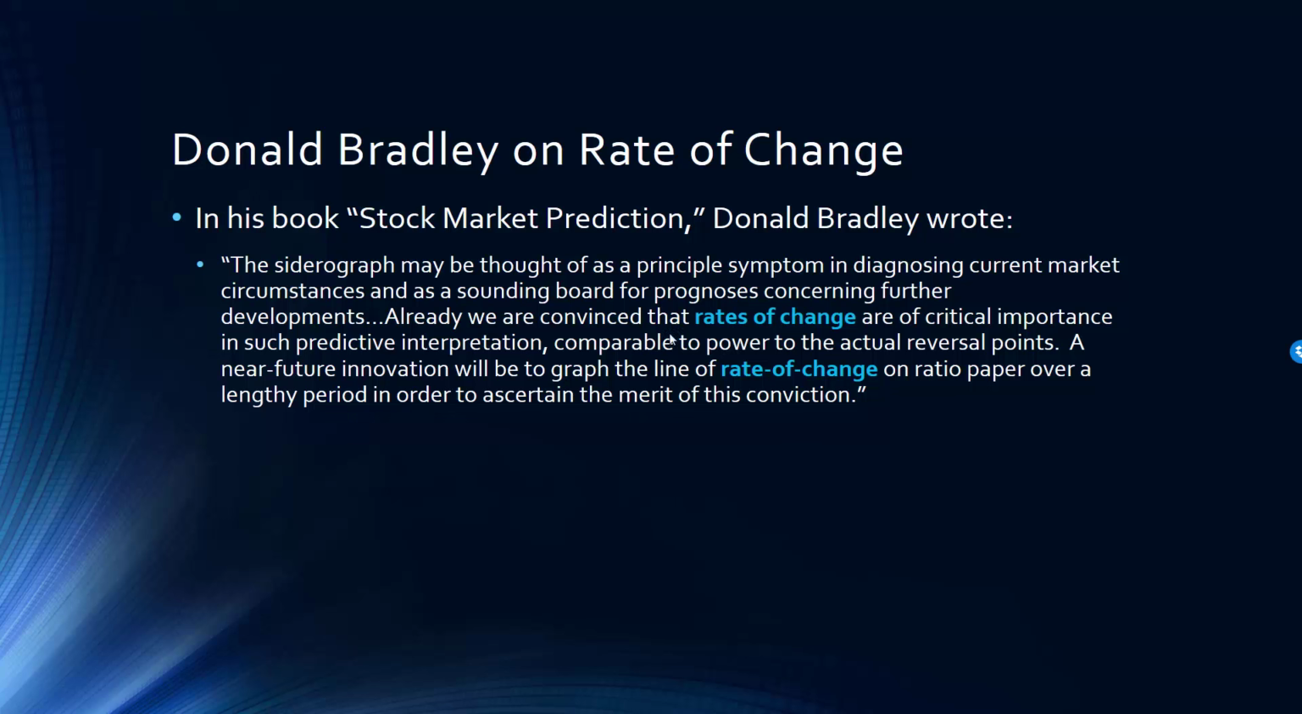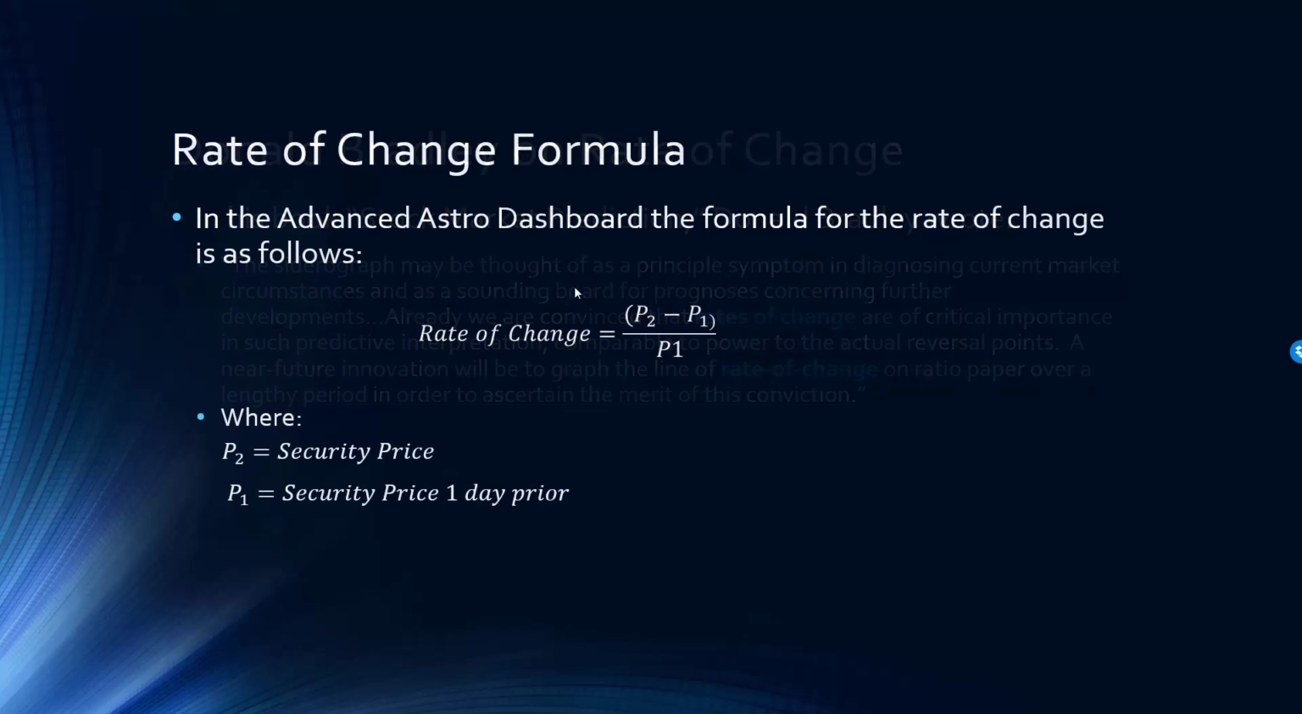So back in the time of Donald Bradley, he was using a ratio paper, which was probably pen and paper at the time, whereas thankfully we have access to computers. But overall, what Donald Bradley was saying was that we could look at the rate of change in the Bradley Siderograph as compared to simply looking at the level of the Siderograph itself.